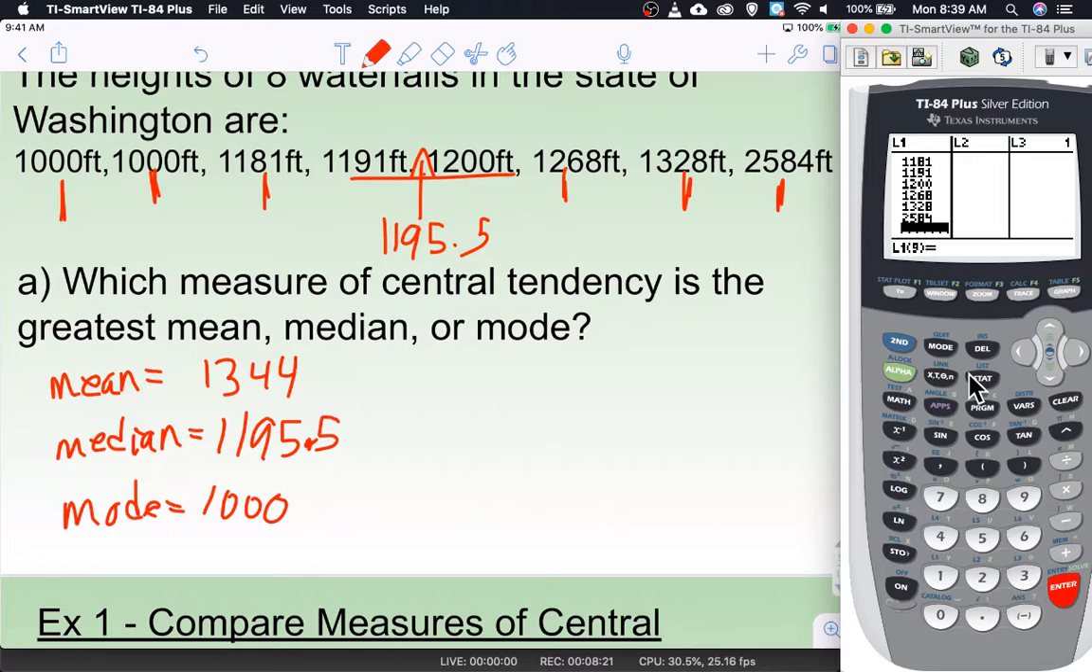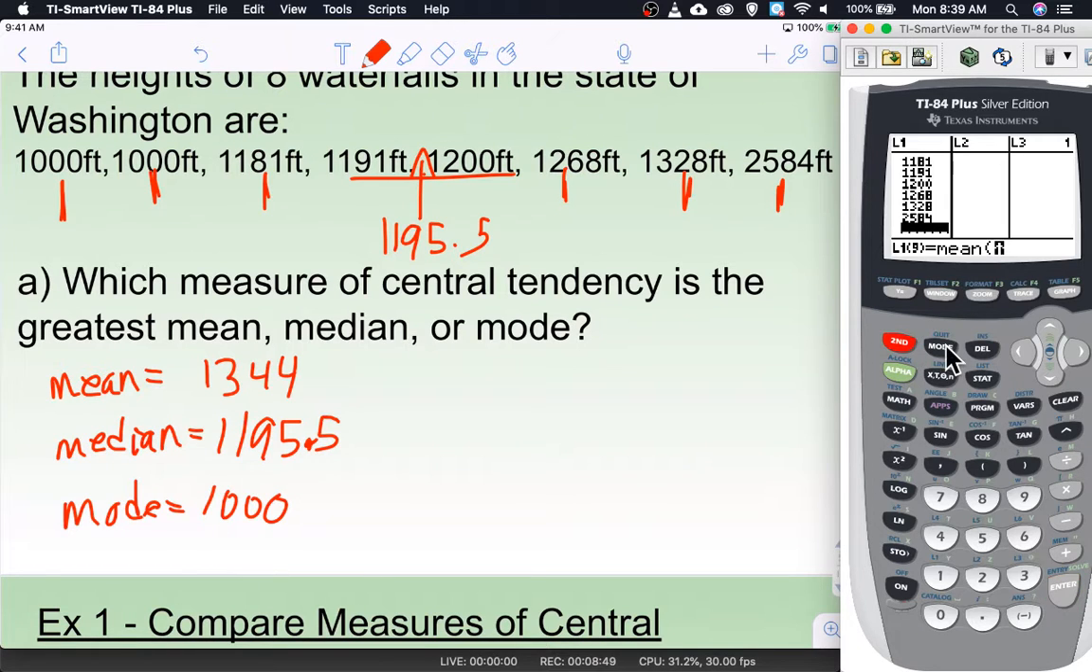Now we are going to click on second stat, go over, and you see all those different things. We could sort them and fill and all that kind of stuff. But right here, we could find the minimum, the maximum, the mean, the median, the sum. Well, we want to find the mean.